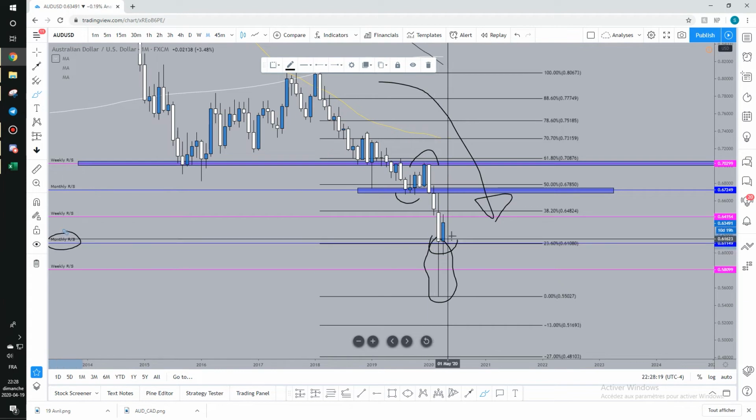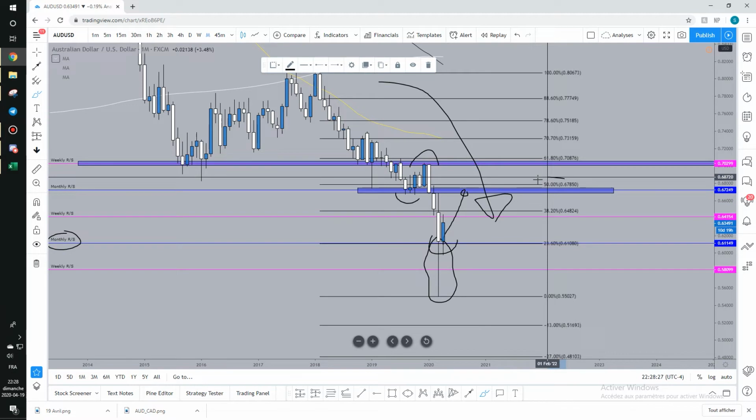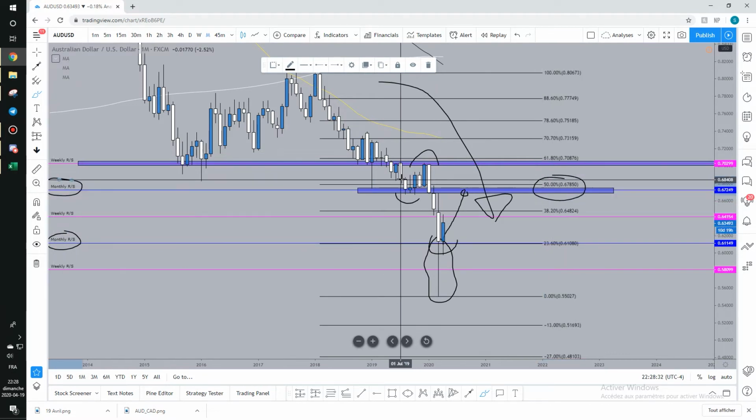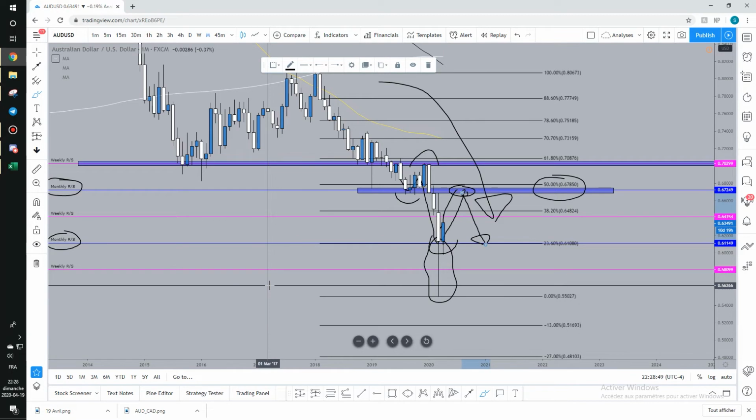So now that we had confluence on this zone here, we can expect the price to retrace to the next confluence zone, which is the 50% of Fibonacci with the monthly resistance support zone and the support zone here that we broke and now that we will test back as a resistance. So we expect the price to maybe go to this zone here and then make another pulse. So this is only for the monthly time frame. Now we will go to the weekly time frame to see if we see something else.